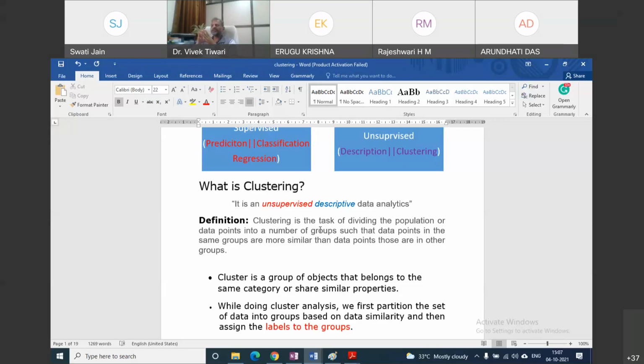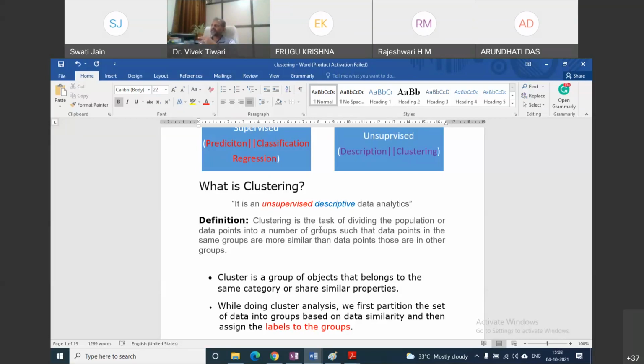Technically, there will not be any guiding parameter, meaning there will not be any target variable or output variable. That was the fundamental difference between supervised learning and unsupervised learning, which we have already seen in the previous lecture. In unsupervised learning, there is no target variable, there is no output variable. So that's why it is called unsupervised descriptive data analytics.